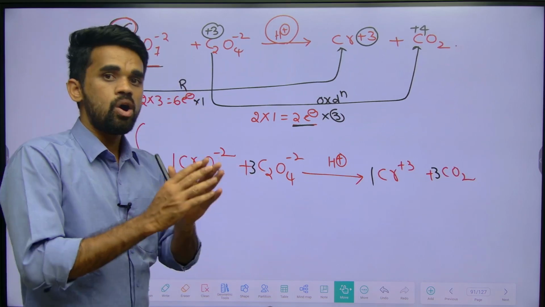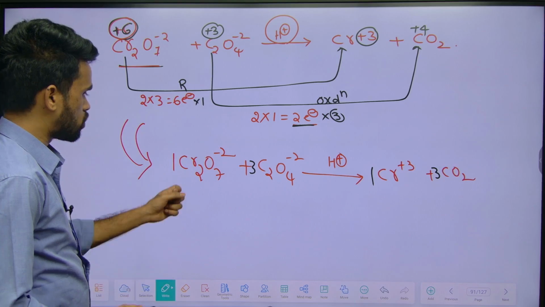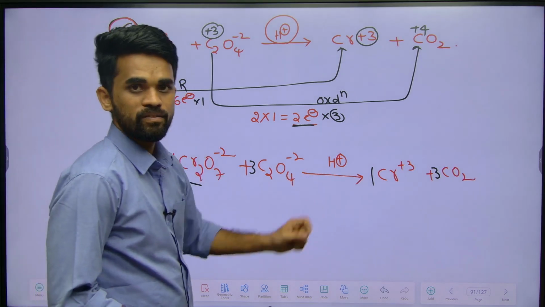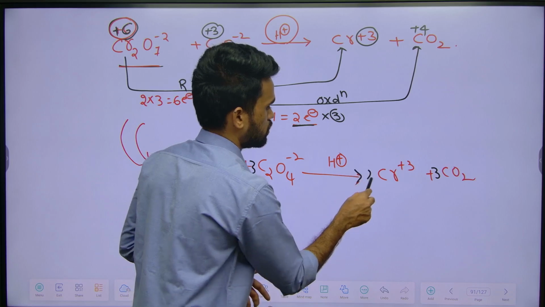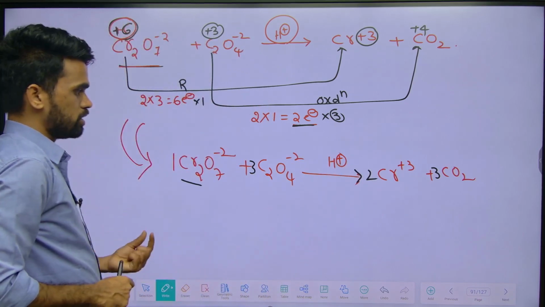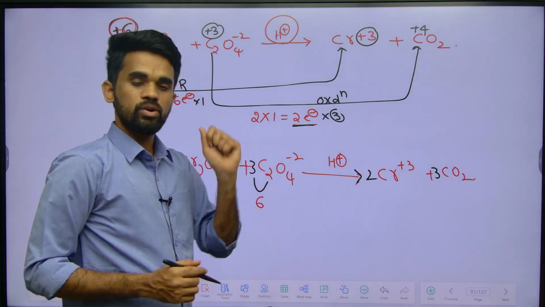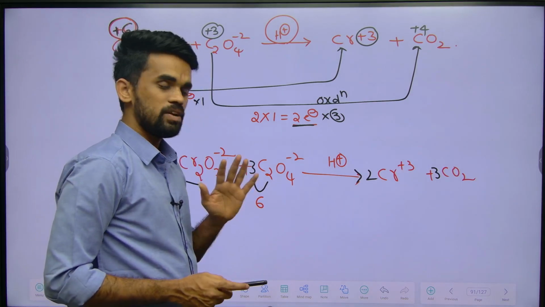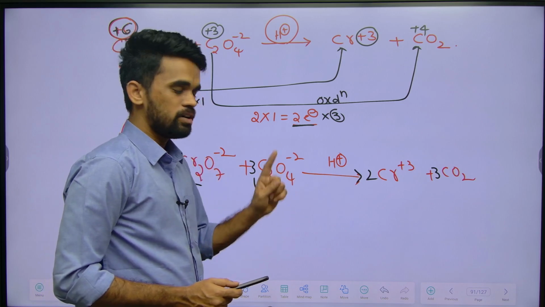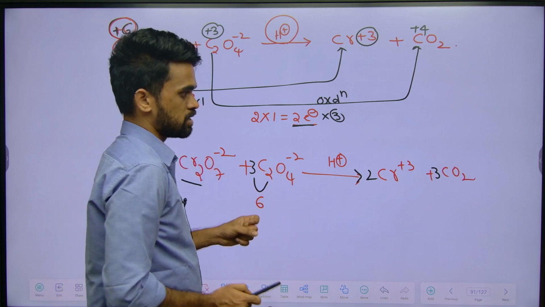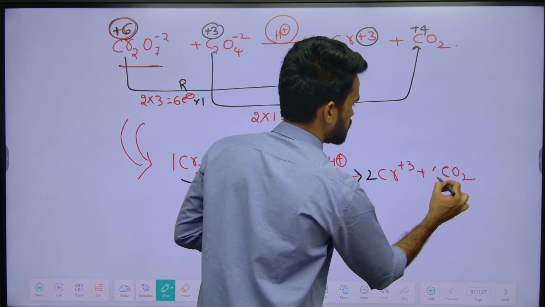Now balance all atoms other than oxygen and hydrogen. See how many chromiums are there? 2. This side only 1. What should I do? Just put here 2, that's it. Next, how many carbons are there? 2 3s are 6. We followed the same steps in the previous question also. So in the same way, you pause the video and first do it on your own, then you can watch. So 2 3s are 6, and here only 3 are there. So what you need to do? Make it 6. That's it.